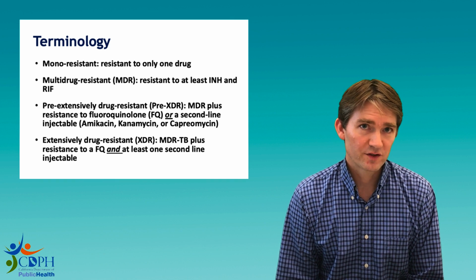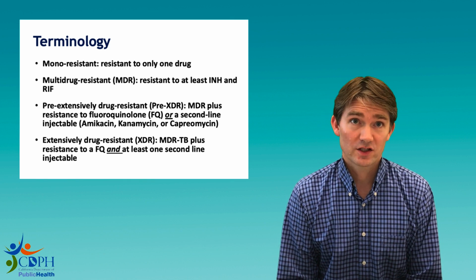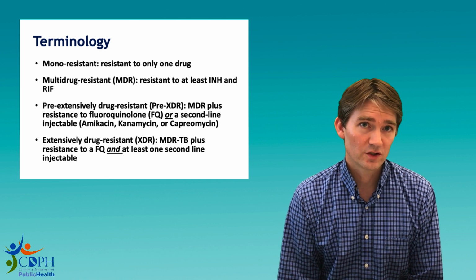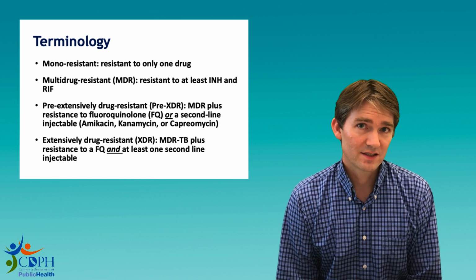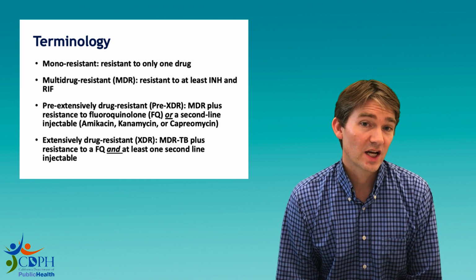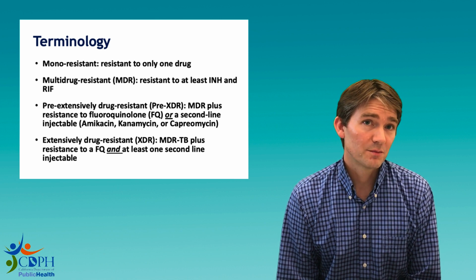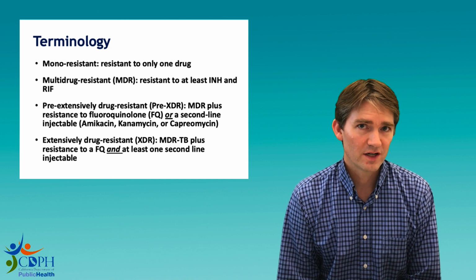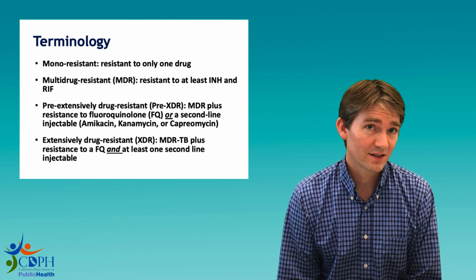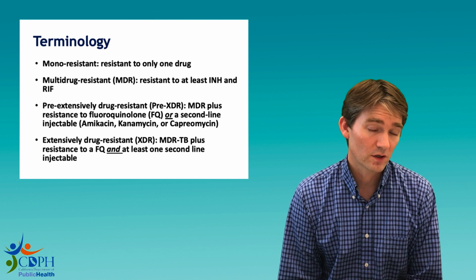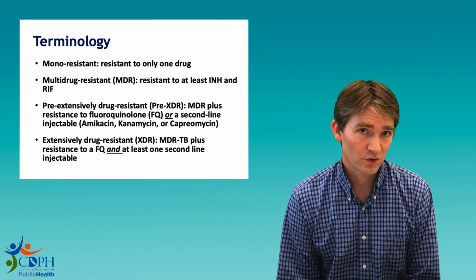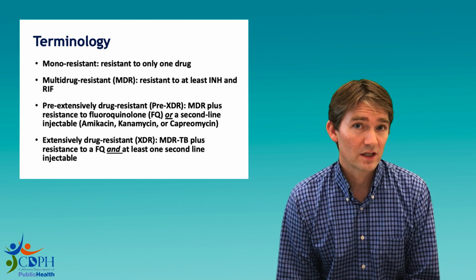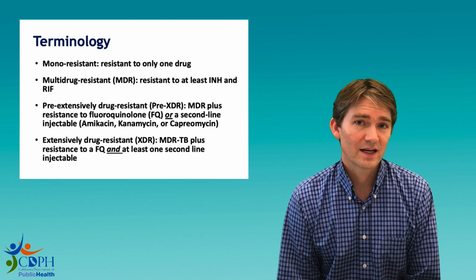Let me go over some brief terminology I'll be using in this talk. First, monoresistant TB is TB that's resistant to just one drug. MDR TB is TB that's resistant to at least INH and rifampin. A couple of subsets of MDR TB that I won't be talking too much about today but might be useful for you to know are pre-XDR TB, that's MDR TB with additional resistance to a fluoroquinolone or a second-line injectable drug, and XDR TB, which is MDR TB with resistance to a fluoroquinolone and at least one second-line injectable drug.